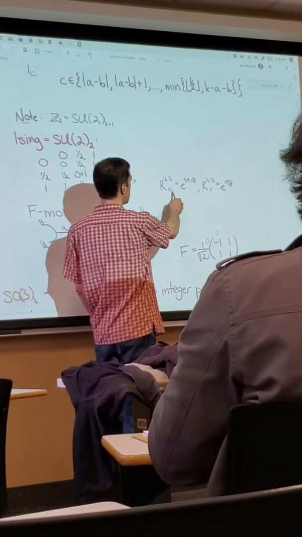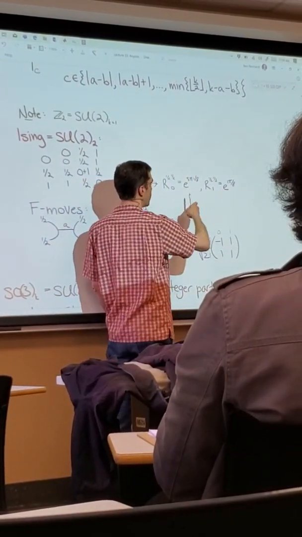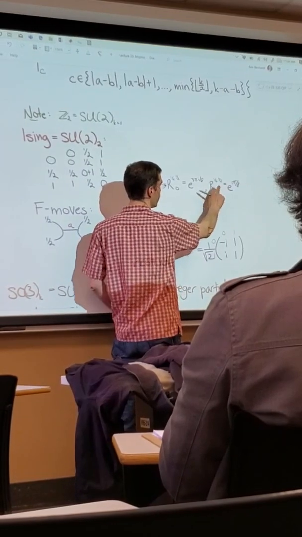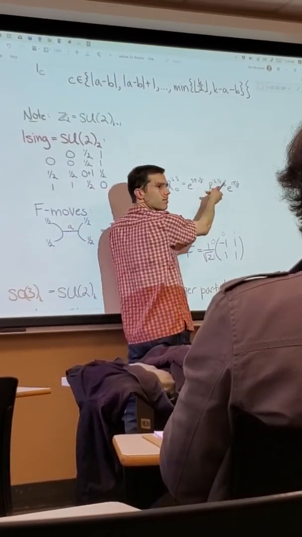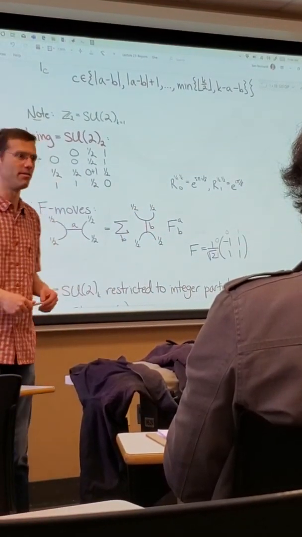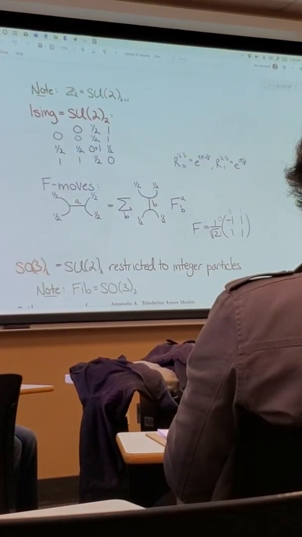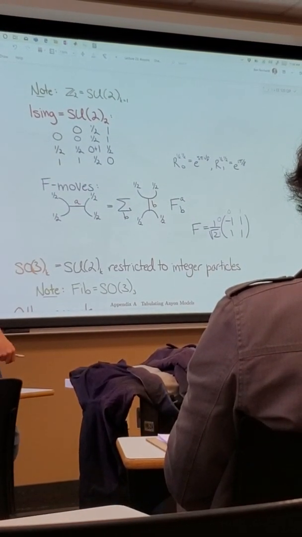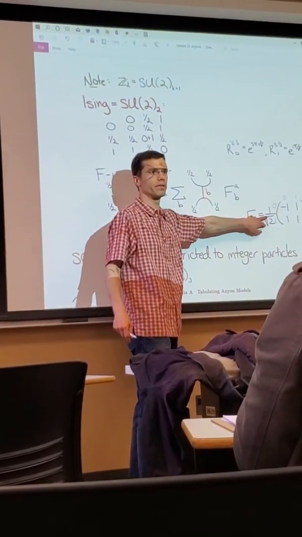These are the R numbers for this model, either e to the 5 pi i over 8 or e to the i pi over 8. So if you swap two 1/2s that merge to 0, you get this. If you swap two 1/2s that merge to 1, you get that phase. And it's just magic. That's what works. And the F matrix is given by this 2 by 2 matrix, just like the Fibonacci one, with 1 over square root of 2 entries.